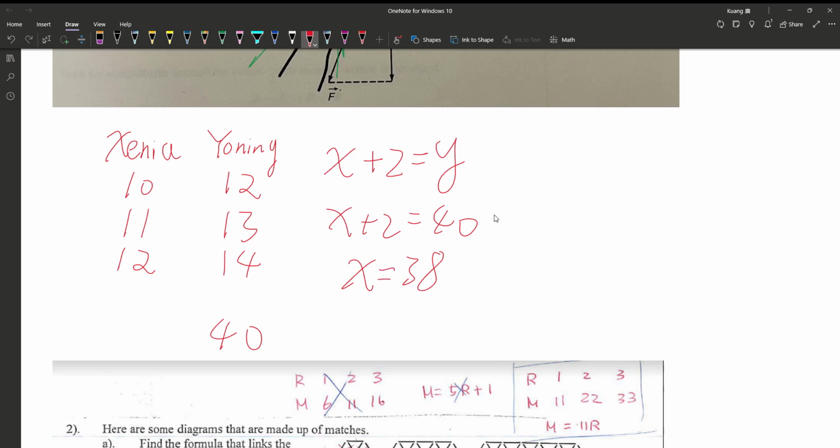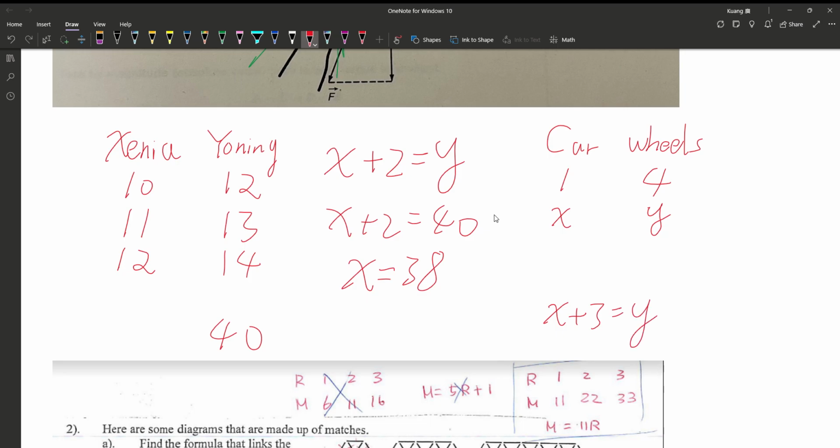Okay, here is another example. This is the number of cars and the number of wheels, right? Okay, you have one car. If I have one car, a car has 4 wheels. I use X to represent the number of cars and use Y to represent the number of wheels I have. Can I say X plus 3 equals Y?